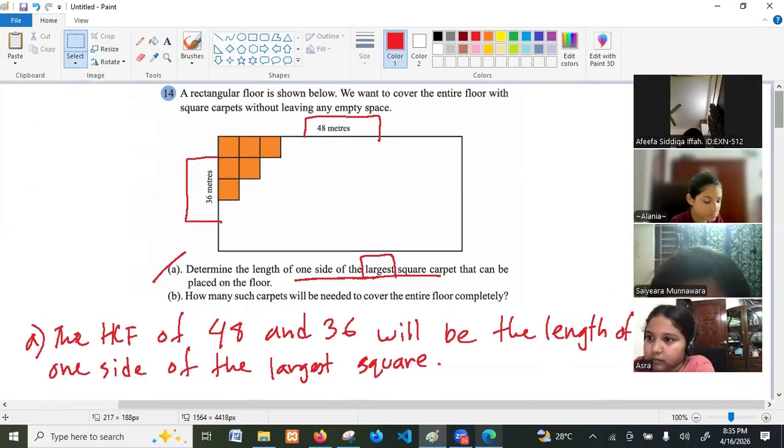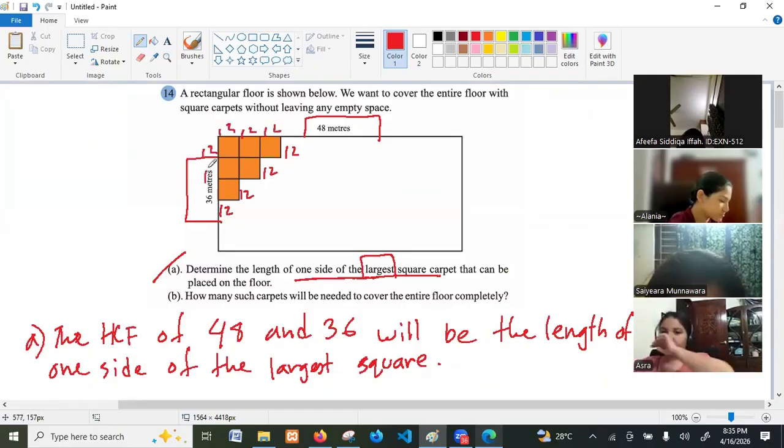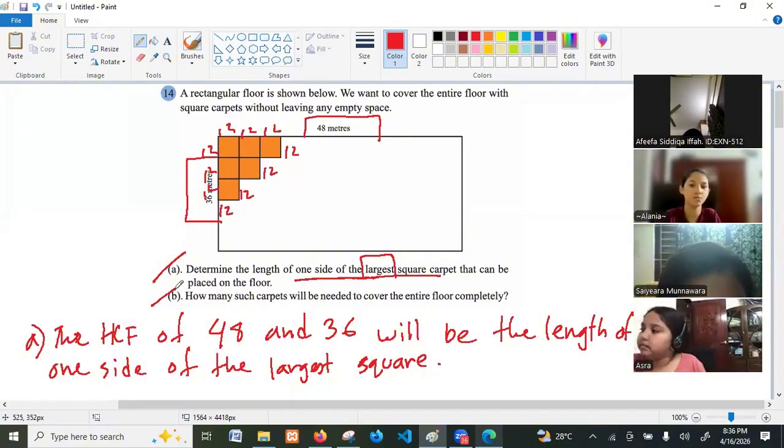So actually we know that one side is 12. So that means they are all 12. All the sides are 12, 12, 12. Okay, now what they have said is, how many such carpets of this 12 meters length and breadth, kind of squares, how many of them will be needed to cover the entire floor completely?